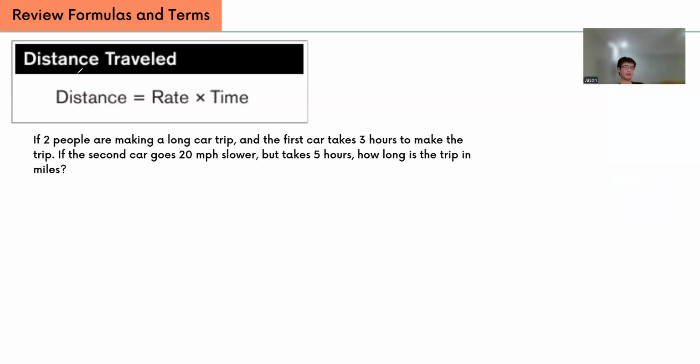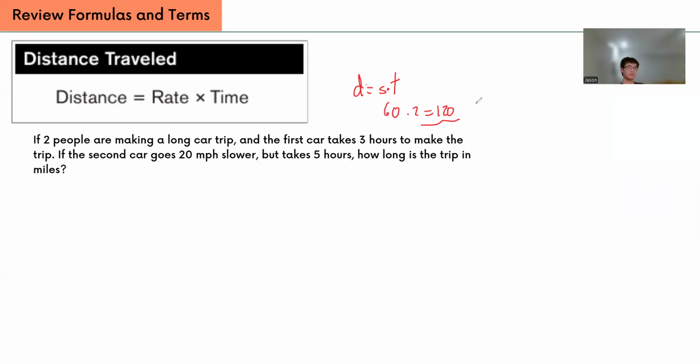So here we have distance equals rate times time. Some people write distance equals speed times time. It's basically how far you go is how fast you're doing something times how long you do it for, right? So if I'm driving at 60 miles per hour for 2 hours, then I drove 120 miles. So it's basically something like that.